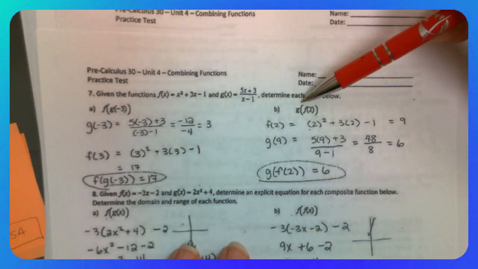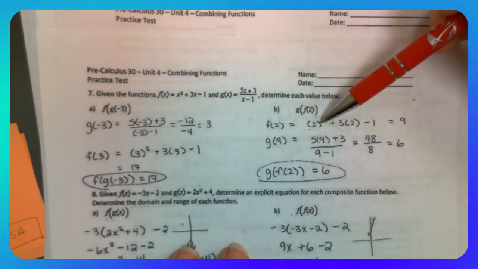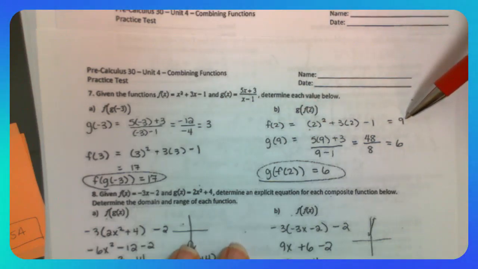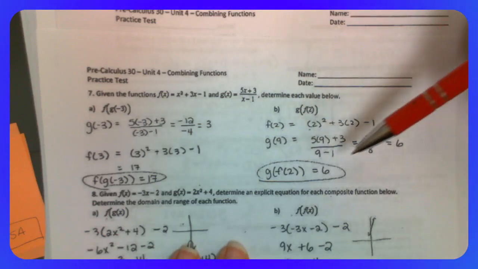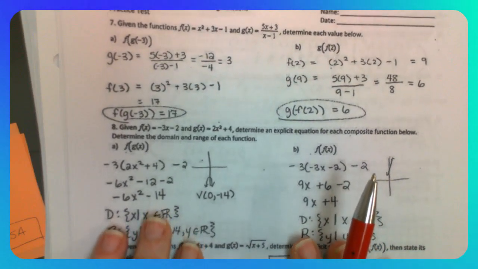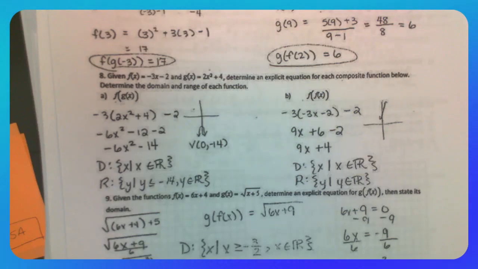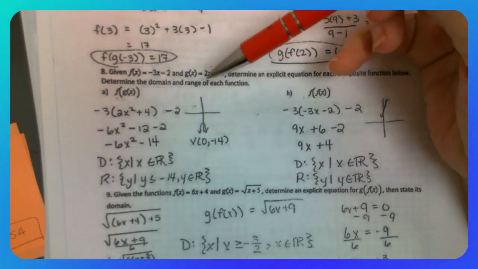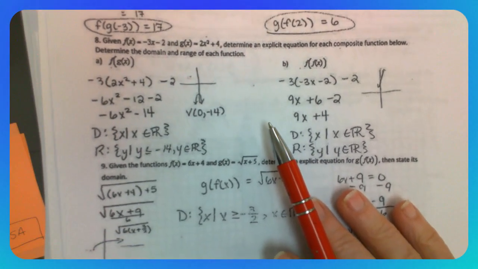All right, B, we have g of f of 2. So we're going to plug 2 into function f. And when we do that, we get 9. And then take that 9 and plug it into function g, and we get 6. Okay, same thing, practice your algebra. Take your time, know what you're doing before you take the test, because I need to see those steps along with your answer. So I want to give you credit where I can give you credit.